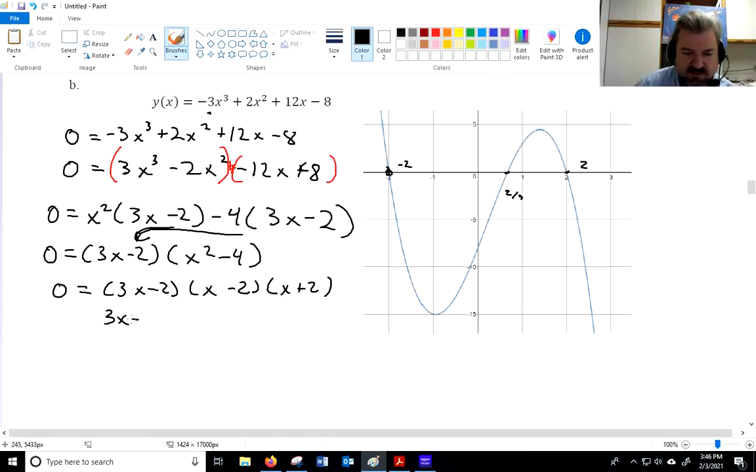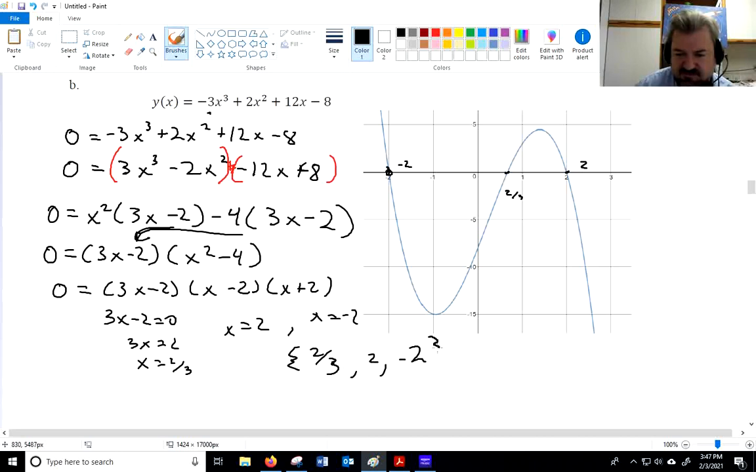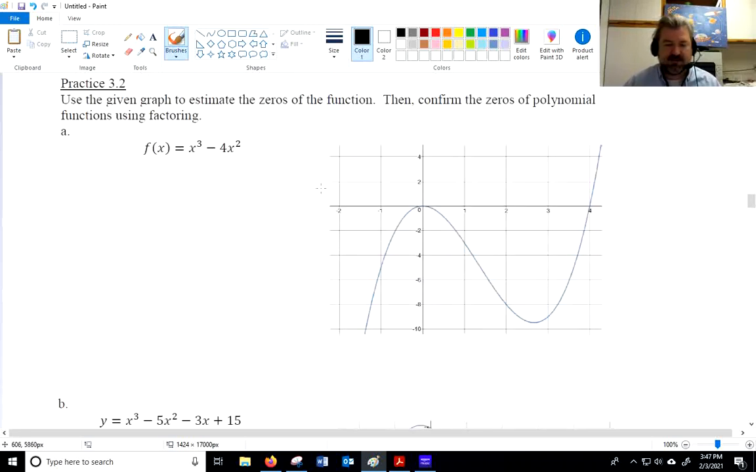And so when I set these equal to 0, you can see that I will end up getting 2/3, 2, and negative 2. So that's pretty exciting. We got the answer right. 2/3, 2, and negative 2. All right, same kind of deal.